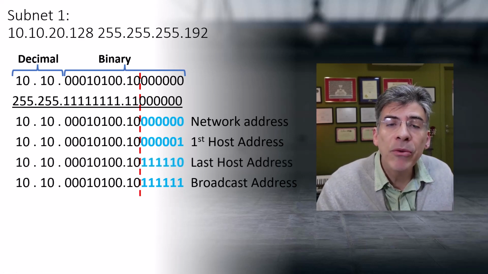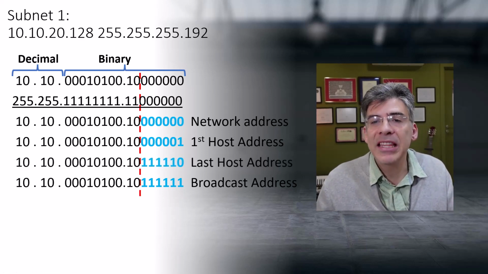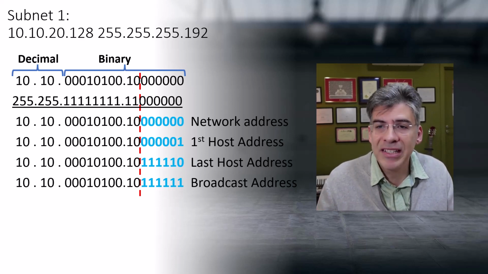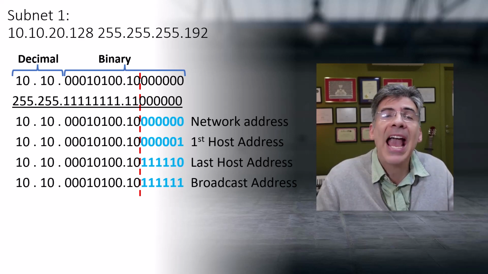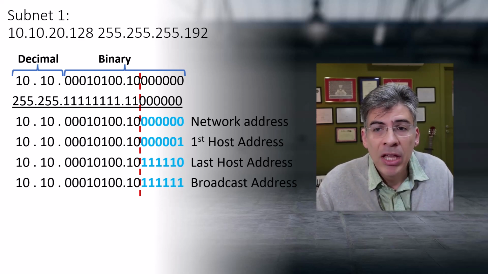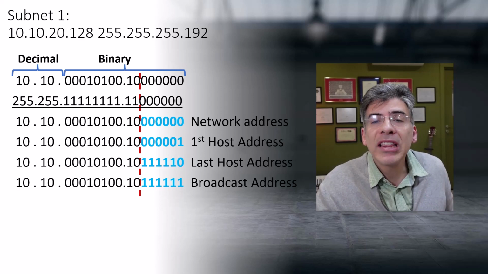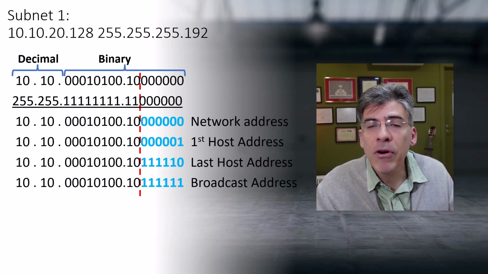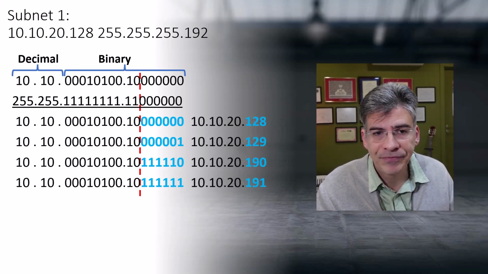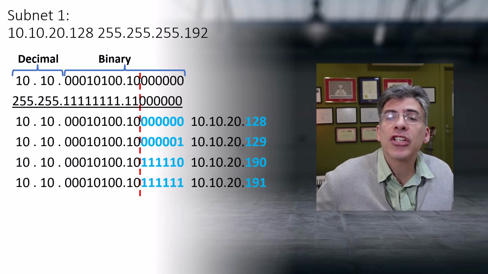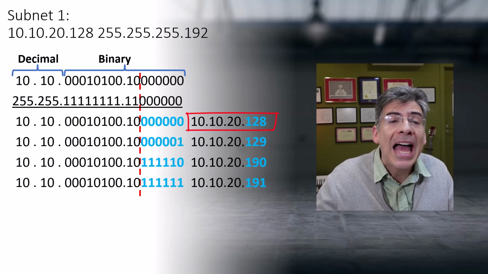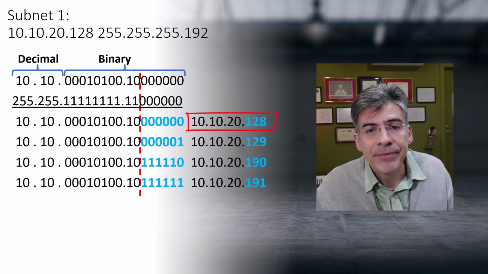So we have now found all the important addresses in this process for our first subnet. We have the network address, the first and last host addresses, and the broadcast address. The only thing that's left to do is to write them out in dotted decimal format. And here they are. Now, one thing to notice here is that the network address is actually the same as the original address space that we were given.